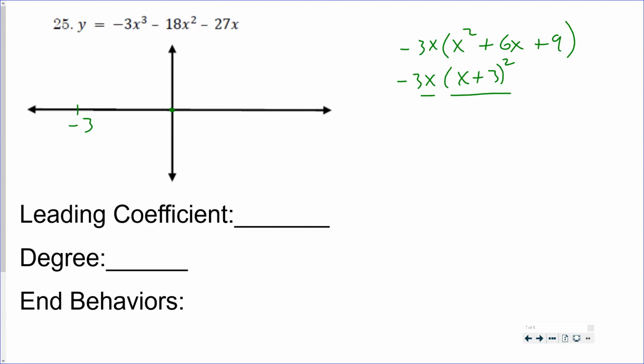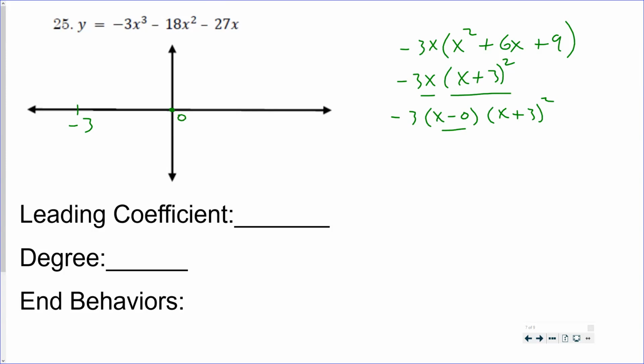I'm sorry? The origin? Yes, because negative 3 is just a coefficient. You can really rewrite this as negative 3 parentheses x minus 0, x plus 3 squared. It's the same exact thing. It's just that saying x minus 0 is kind of redundant, so maybe just say x.